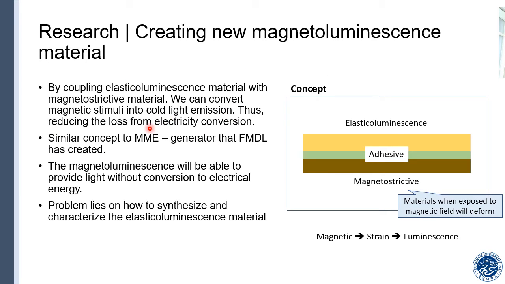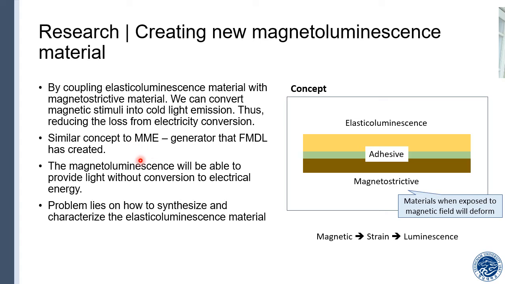Then what is my research? My research is creating new magnetoluminescence material. What YLab, or we, are trying to do is couple this elastoluminescent material with magnetostrictive material, and then we can convert this magnetic stimuli into cold light emission via the deformation of the magnetostrictive material, which is then converted to elastoluminescence as a cold light emission, thus reducing the loss from this electricity conversion.